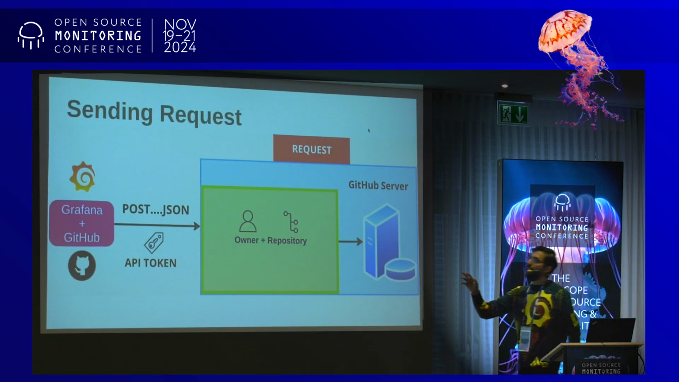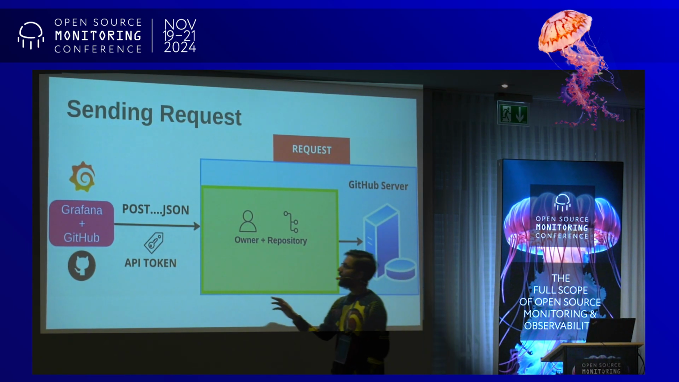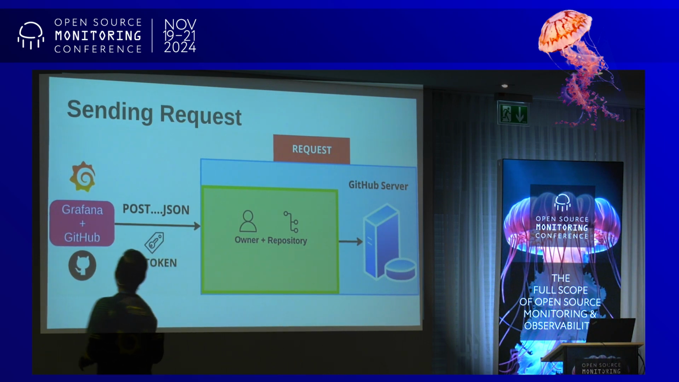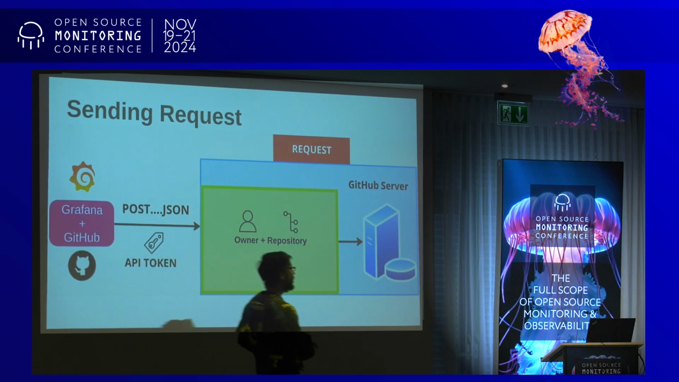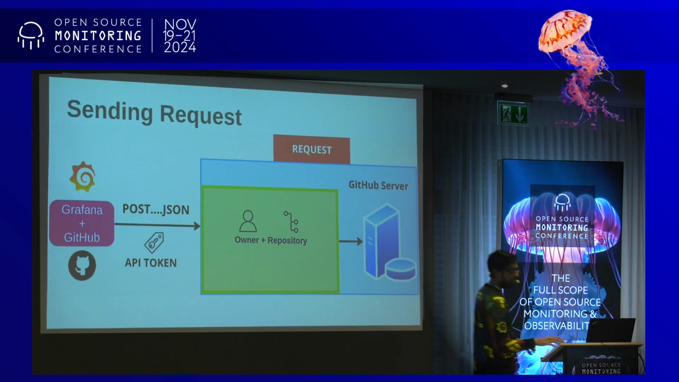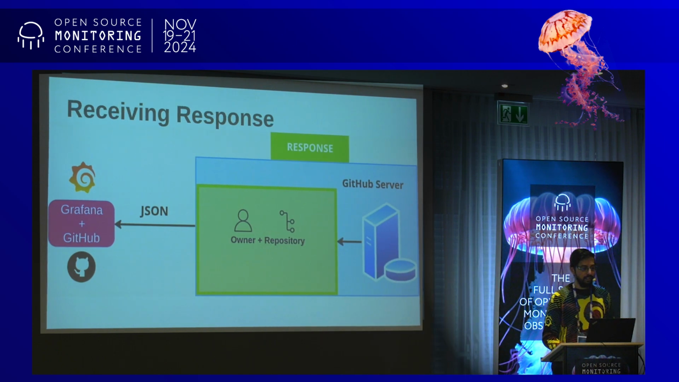So you have Grafana and GitHub installed and configured, and you have this API token, and you send a post request to the GitHub server. And you say, hey, I need maybe, for example, information about all the issues in a particular repository with the owner. And once all this is valid, then you will get a response back, which will be in JSON format. And then this JSON information will be able to get viewed in Grafana in a visualization.